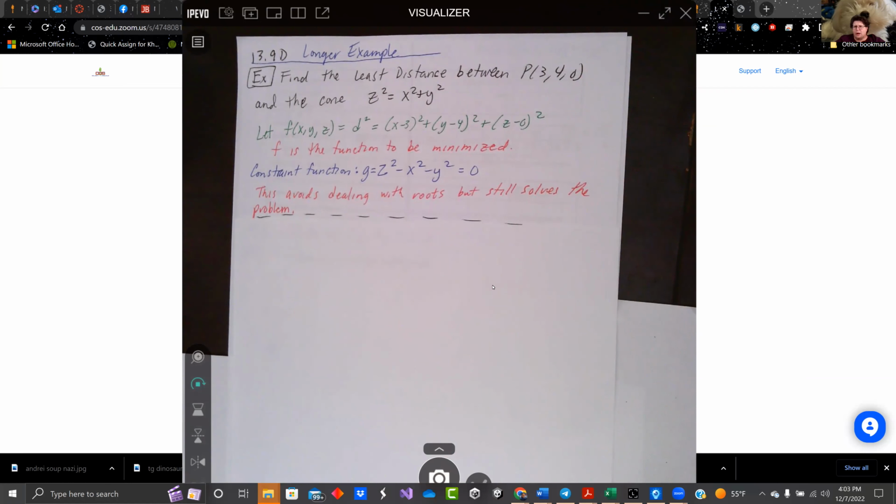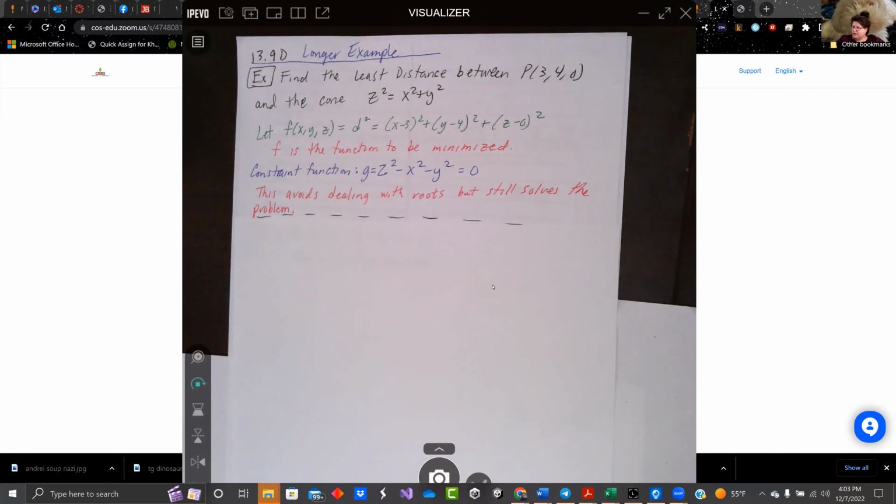In this problem, we're doing Lagrange multipliers again. We're going to look for the least distance between a point in space where x equals 3, y equals 4, and z equals 0, and the cone z squared equals x squared plus y squared.